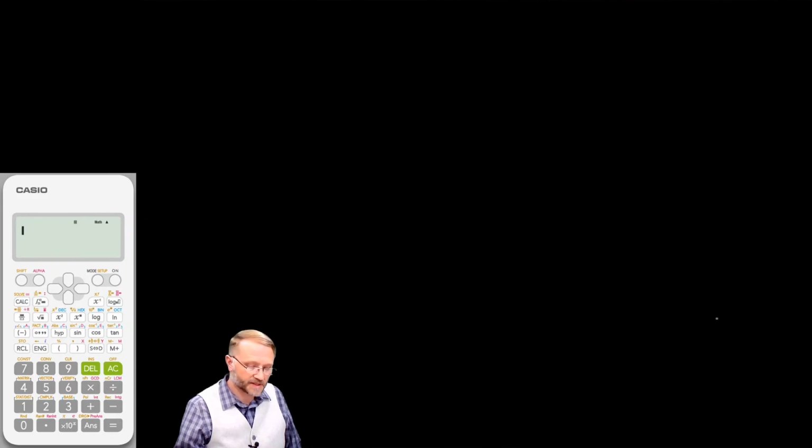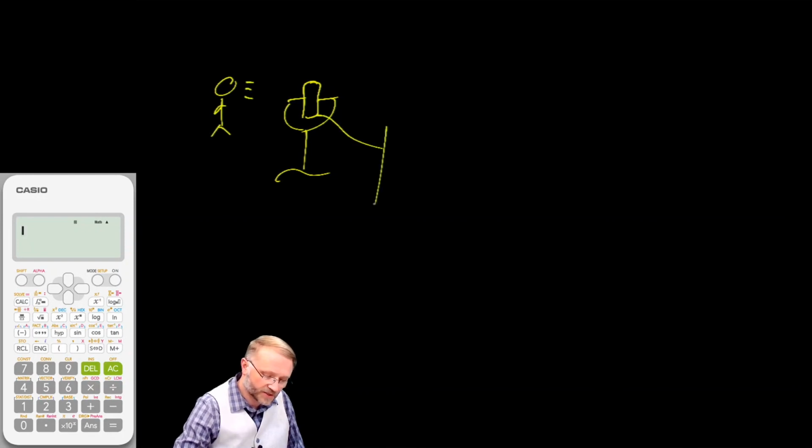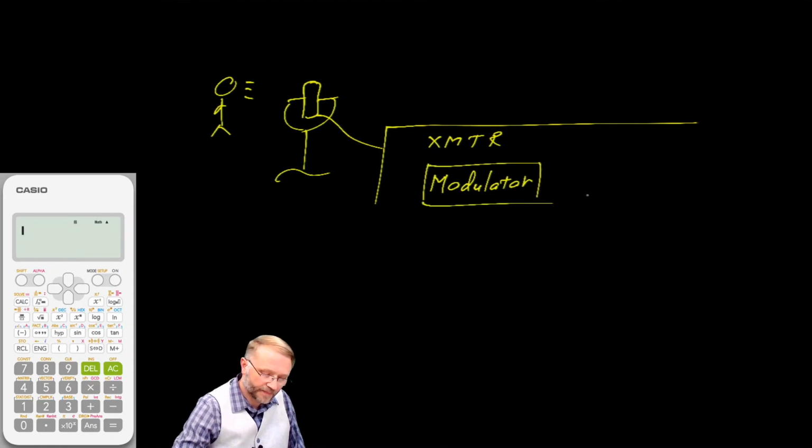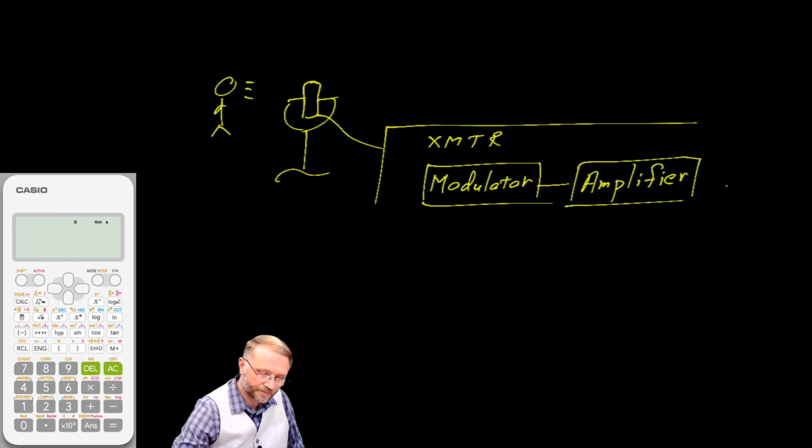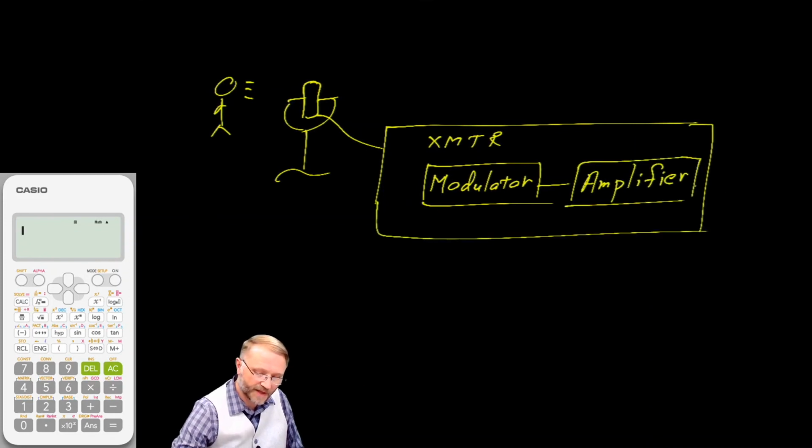As we finish up, let's take a look ahead to see where we're going next. So here is the microphone. Here's a person speaking into that microphone. The microphone goes to a transmitter. In that transmitter, we have a modulator. That modulator feeds an amplifier. And finally, the output of the amplifier heads to the antenna.